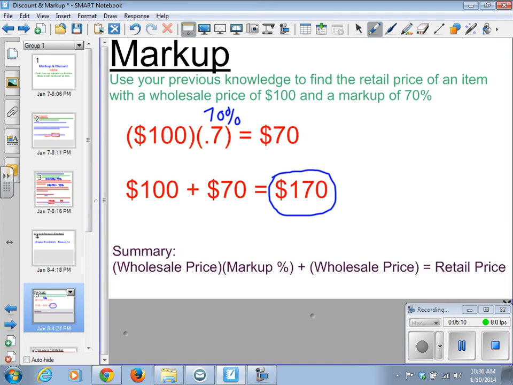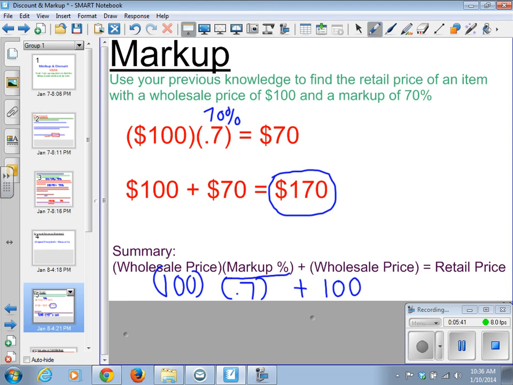So what we did, we took the wholesale price, multiplied it by the markup percent, and added that to the wholesale price, which equals the retail price. So wholesale price times the markup percentage plus that wholesale price equals the retail price. 100 times 7/10 plus 100 gave us 170.